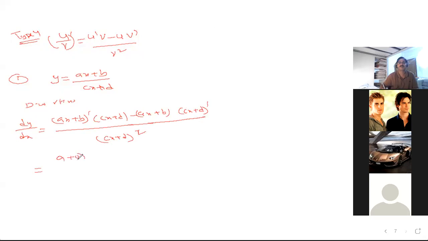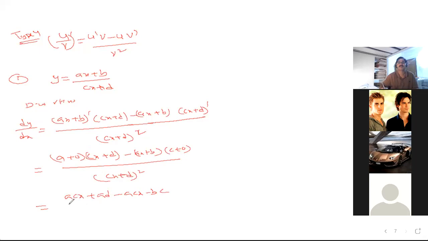A plus 0, right? Cx plus d as usual, and here ax plus b as usual. Derivative of cx plus d is c plus 0. Done. Now, this is (cx plus d) whole square. So finally, you will get acx plus ad, next, acx minus bc, divided by (cx plus d) whole square. I simplified it, because I want to tell you something here.